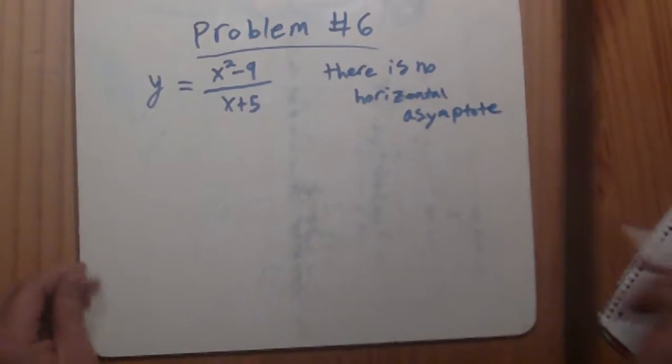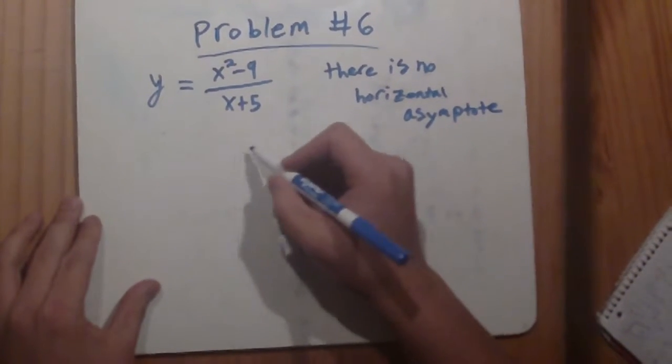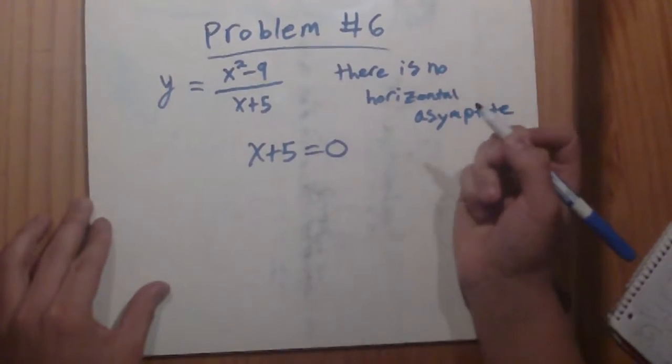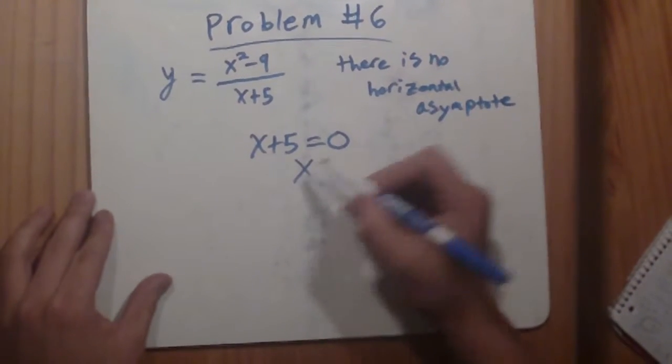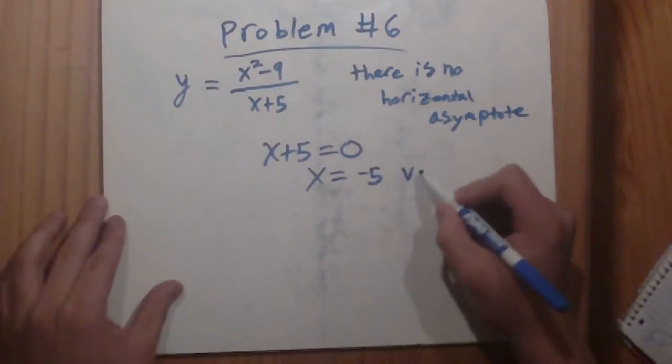Second of all, to find the vertical asymptote, you set the denominator x plus 5 equal to 0. So the vertical asymptote is x equals negative 5.